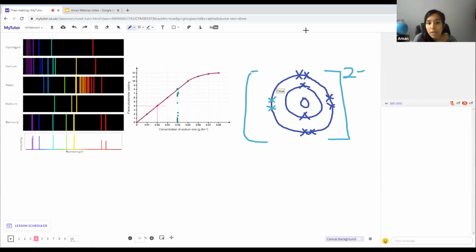Someone's saying, shouldn't it be 2+? No, it should not be 2+. The reason it would not be 2+ is because 2+ means that it is positively charged. It is not positively charged. We've gained 2 electrons, and therefore it's more negatively charged than positively charged. So oxygen is 2-. Someone's asking me, how do you know it's 8? I just remember that oxygen has an atomic number of 8, but you can use the periodic table to tell you that.